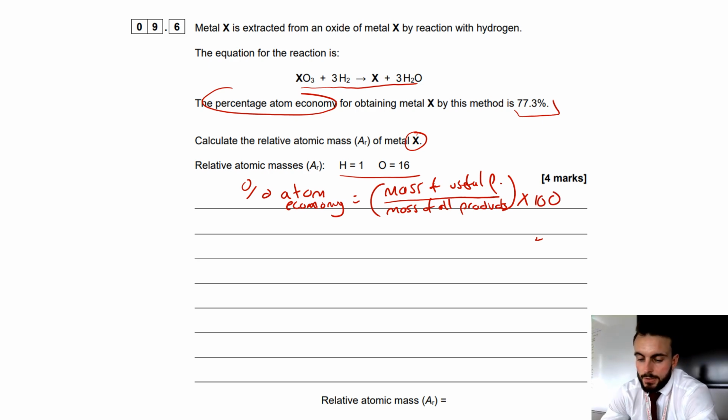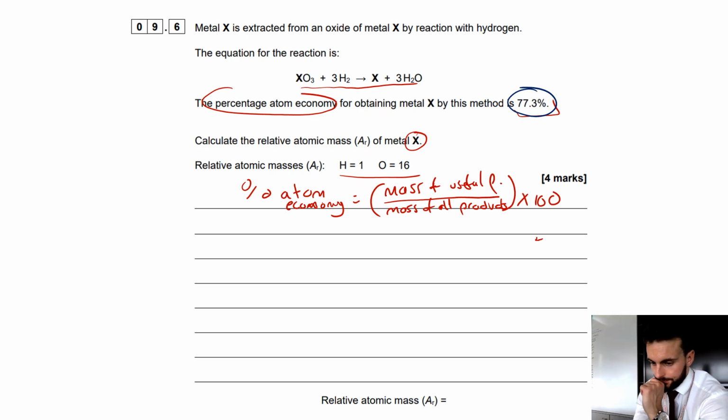So in this one it's a little bit different because we are not working out percentage atom economy, we are working out what X is, what the mass of X is. We're given the atom economy. So all I'm going to do is sub in what I know into that equation, and then I'll see if I can rearrange it to find X.